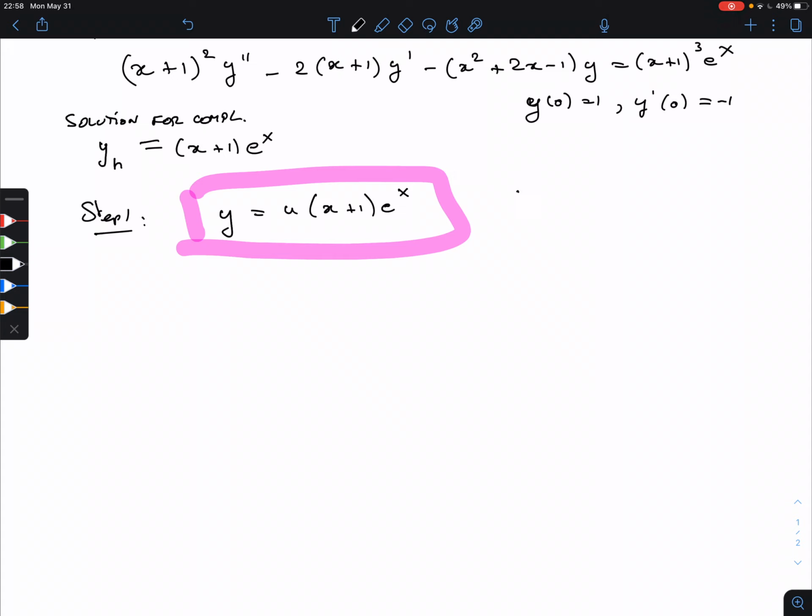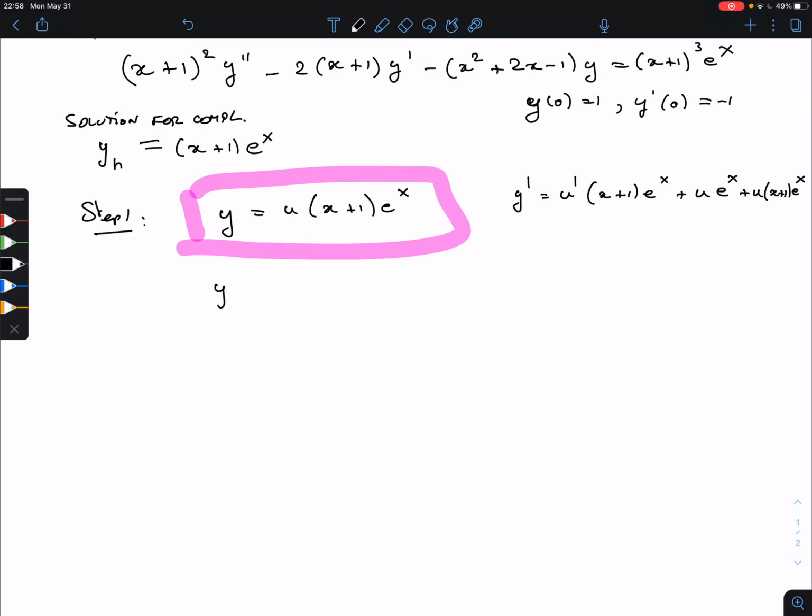We need a derivative. y prime is u prime (x plus 1) e^x plus, now, there are 3 terms, so we have to do each of these terms. The derivative of x plus 1 is just 1, and then we have u (x plus 1) e^x.